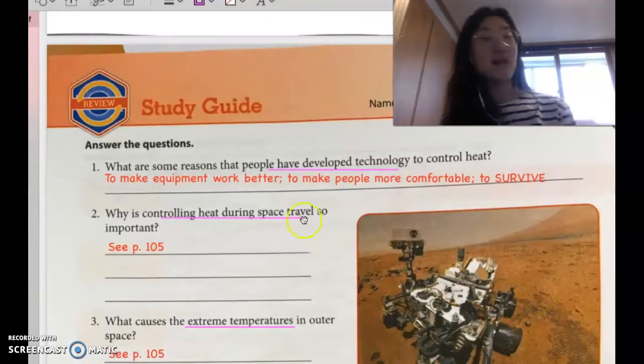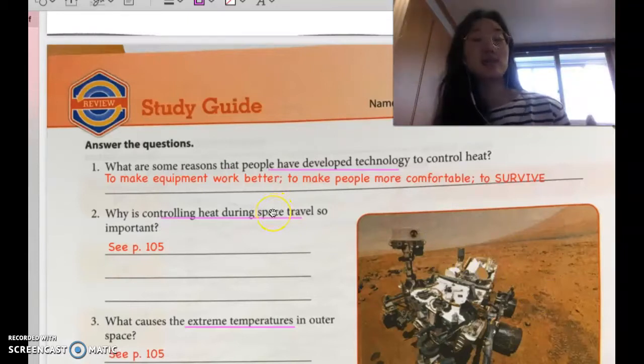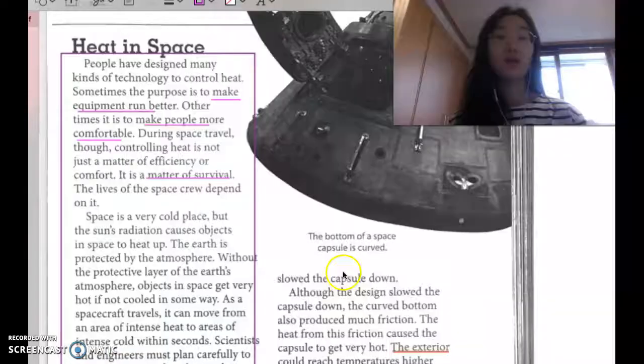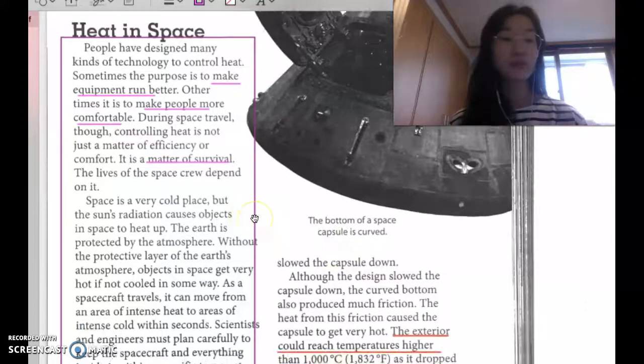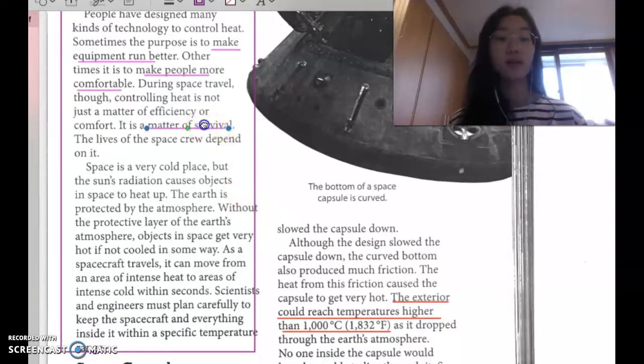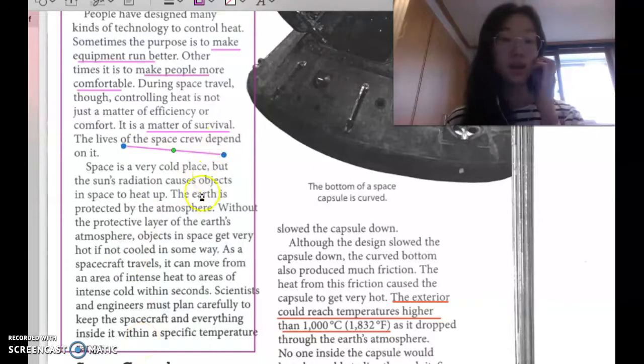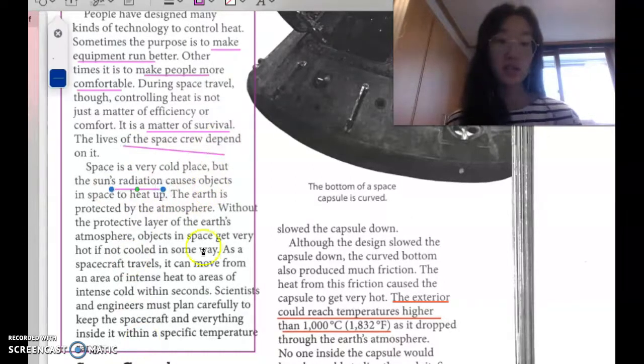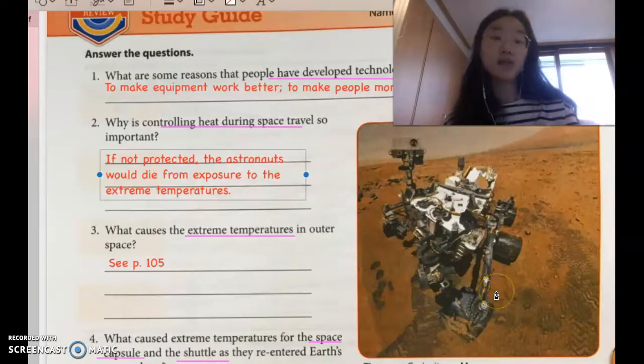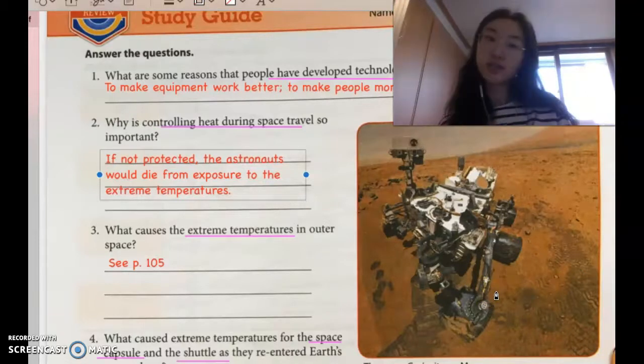Number 2, why is controlling heat during space travel so important? Back to page 105. What did you say? So it has something to do with survival. The lives of the space crew depend on it, meaning that if it's not properly managed, astronauts could die because of the extreme temperatures and the sun's radiation. So here's what I wrote. If not protected, the astronauts would die from exposure to extreme temperatures, radiation, etc.